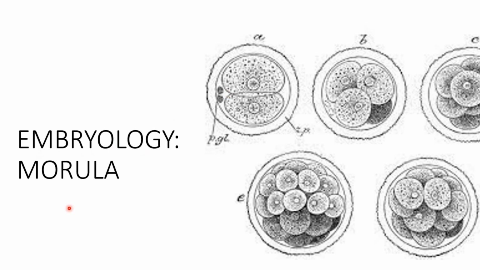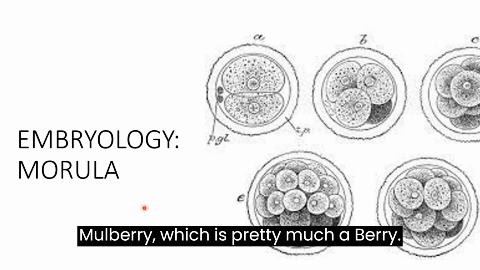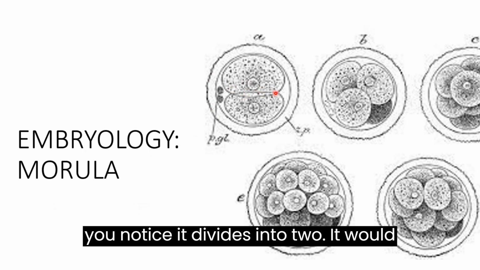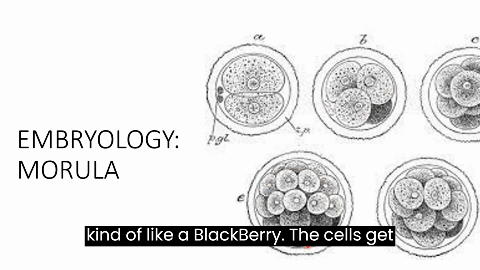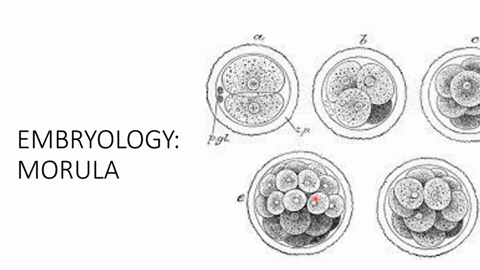So in embryology, you make a morula. Morula technically means mulberry, which is pretty much a berry. And so you start with the 1 cell, and you notice it divides into 2. It would then divide into 4 and continues going. And so you look at this, it looks kind of like a blackberry. The cells get smaller and smaller as you go through this cleavage.